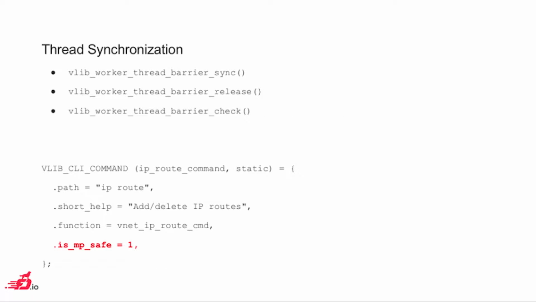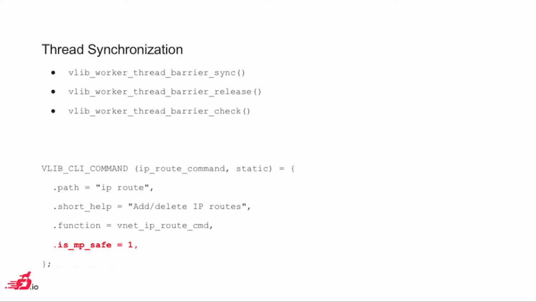Okay, so this is another very important thing, how VPP works in threading. Basically, when we need to update some data structure, typically data structures are updated by the main thread. And if the specific code is not thread safe, then we need to stop all the worker threads. And we have this, what is called thread synchronization. We have basically 3 functions, which you will find in some places. And that's basically sync, release, and check.